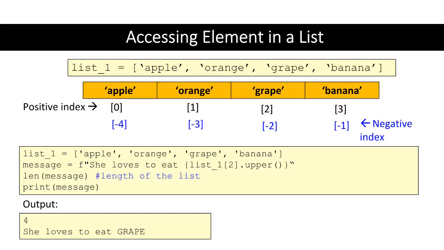Here, we access elements using both positive and negative indices. We can also use list elements within expressions, such as converting a value to uppercase or calculating lengths. In this example, we use a list inside a formatted string. List_1[2] refers to grape, then upper converts it to GRAPE, so the message becomes, she loves to eat GRAPE. Finally, len(message) counts the number of characters in the string, which is 4 for the list length example shown.